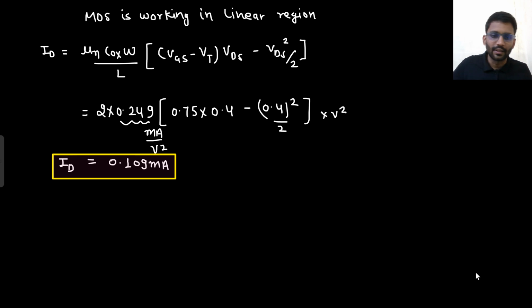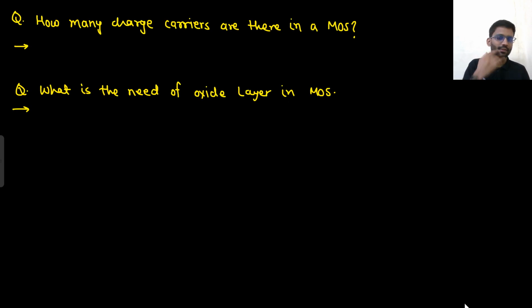Okay, let's move on to the next concept. It's not a concept, there will be a few small questions. Then there will be two concepts, channel length modulation and body effect, that we will see. So the first question is, how many charge carriers are there in a MOS? What is the answer? Only one.